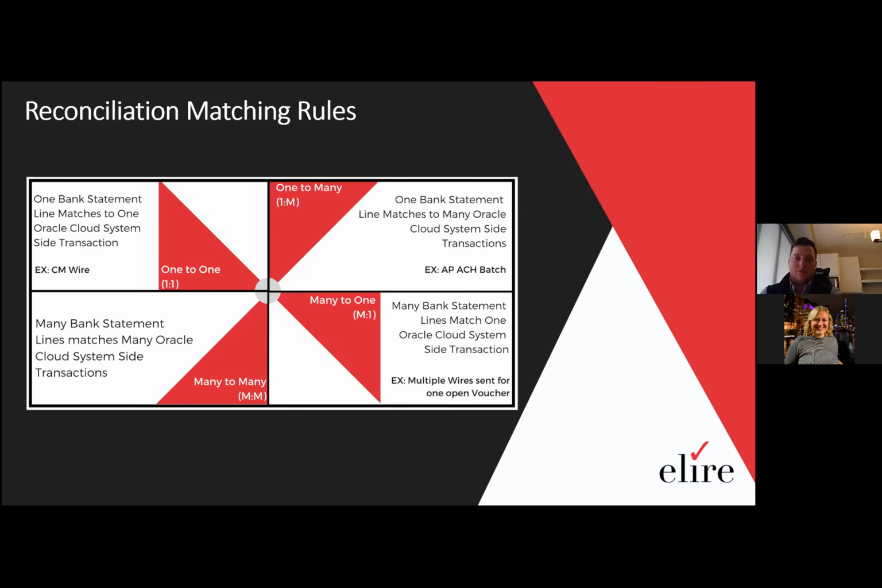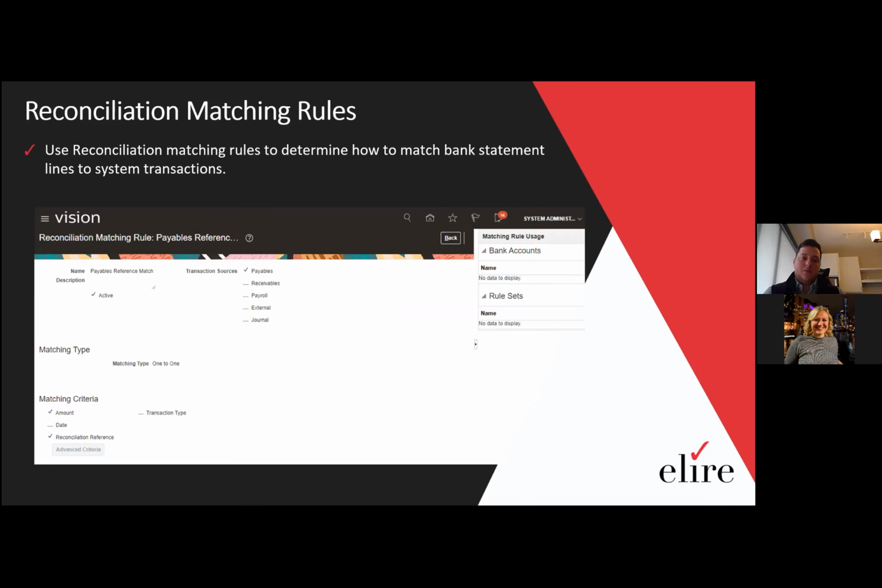Once you've decided the matching rule type that you'll be using, we'll then set up the actual rule itself. So the matching type is defined as one-to-one in this example. We can dictate which sources are being used to facilitate this match. Oracle supports the reconciliation of payables, receivables, payroll entries, external entries. So think about our manual cash management entries, or even journal sources. So we can facilitate reconciliation of a GL entry to a bank statement line.